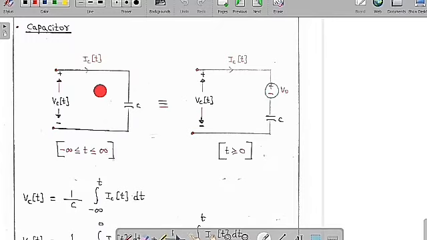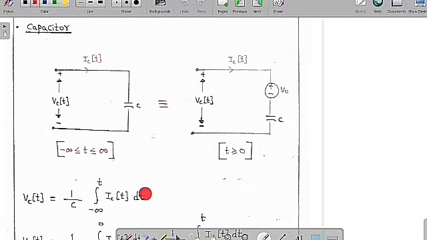So now we are going to look at the concept of the capacitor. For a capacitor, if this is a capacitor C, I want to draw the equivalent circuit of a capacitor. Let me assume the capacitor voltage is VC of t and the current through the capacitor is IC of t. So this is a circuit from minus infinity to particular time t. Then I am going to find the expression of the capacitor voltage, which is I is equal to C dV by dt. Therefore VC of t is equal to 1 by C into integration of minus infinity to t IC of t dt.